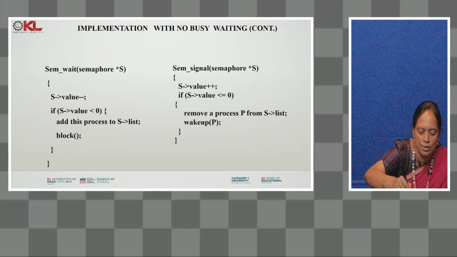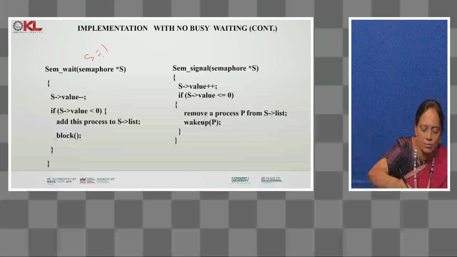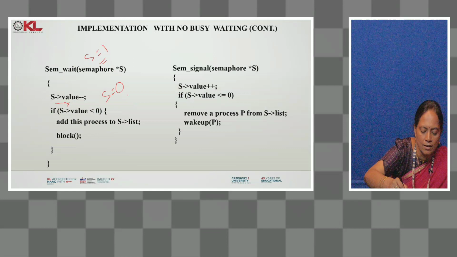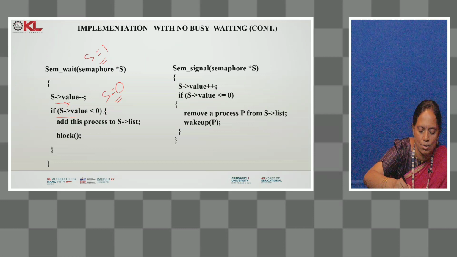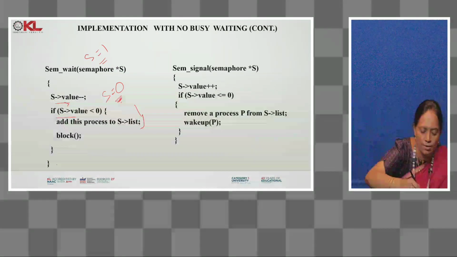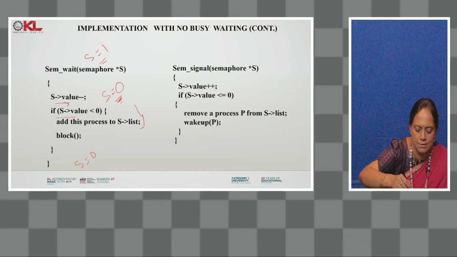So here, first the S value is initialized to 1. Initially, S value minus minus, that means the S value is decremented, so S becomes 0. Here we are checking the condition whether S value is less than 0. No, S value is equal to 0, not less than 0. So this if statement is not going to execute, and the process simply executes its wait operation, and the S value is 0.